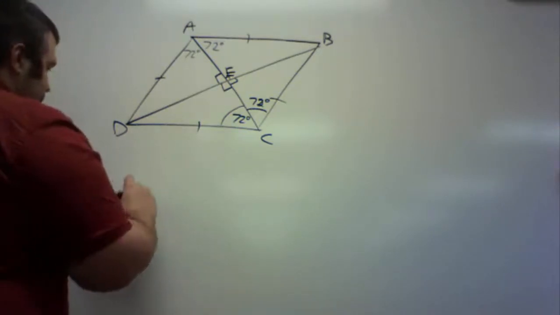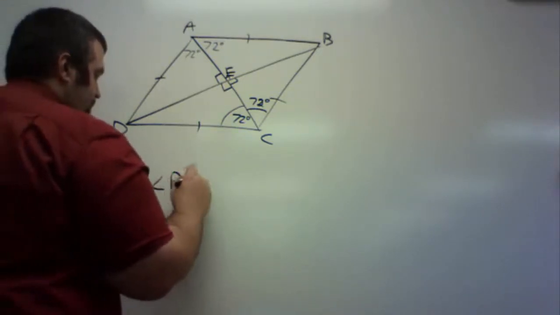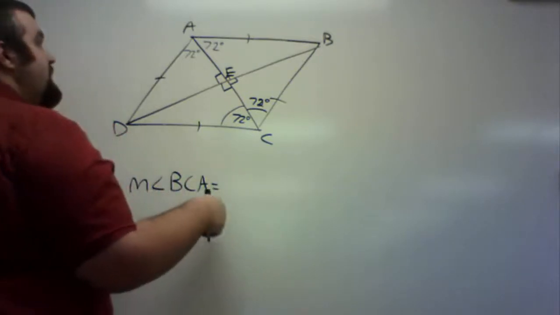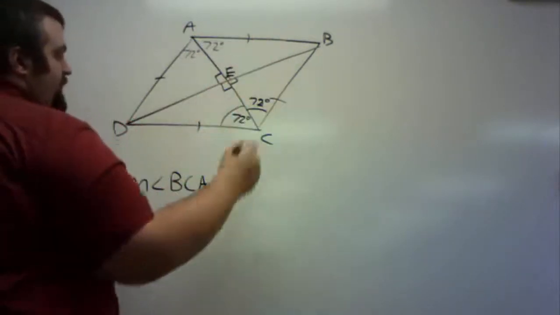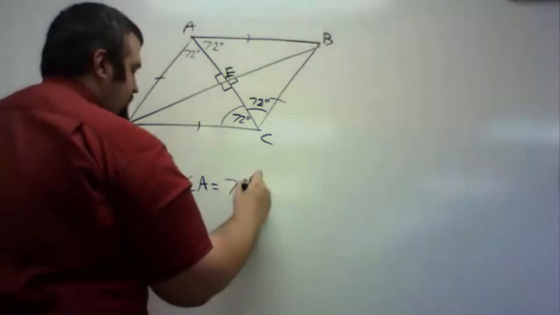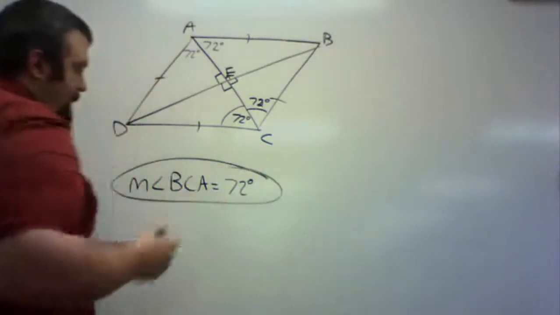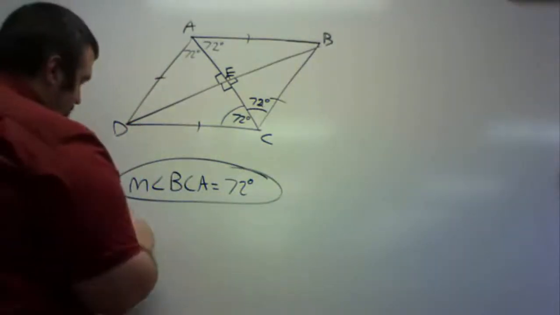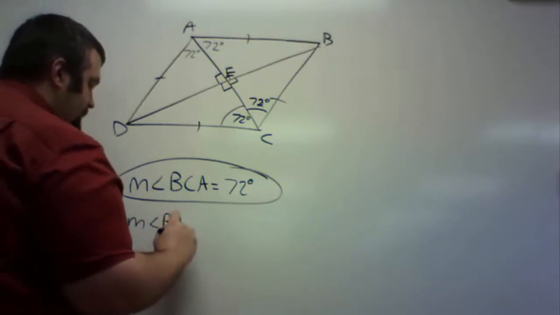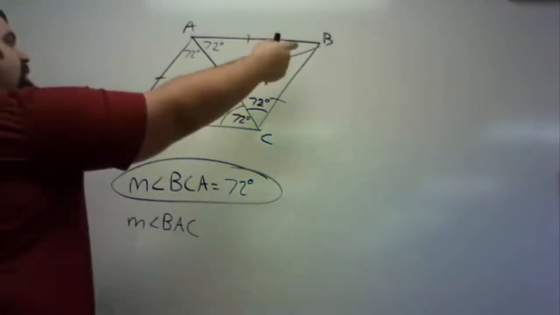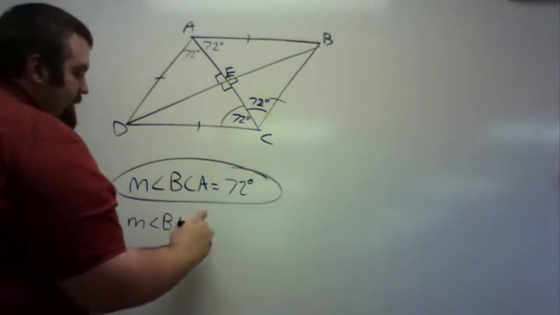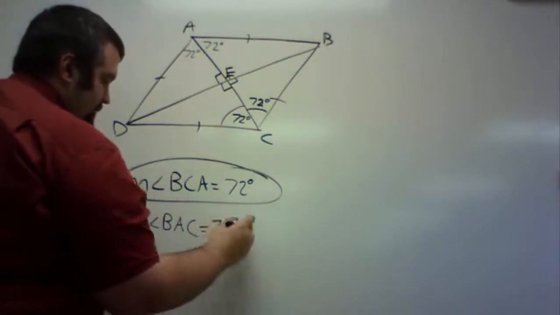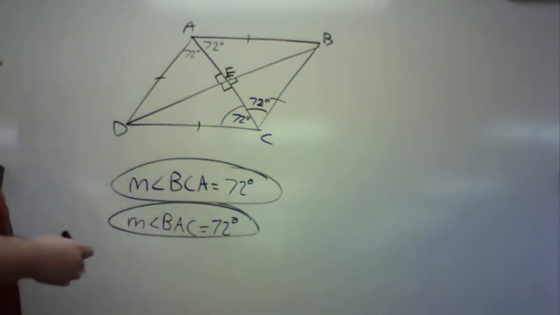Measure of angle BCA is the first thing they asked me. Well, measure of angle BCA, oh, I've already found that. That's 72 degrees. I just filled in some information and I've already got my first answer. What about the measure of angle BAC? Well, now I look for BAC. I've already filled it in. I knew it just by looking at it and using the information. I didn't have to be asked to go find it. I just went and found it.